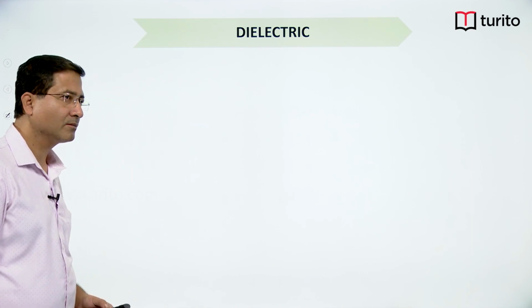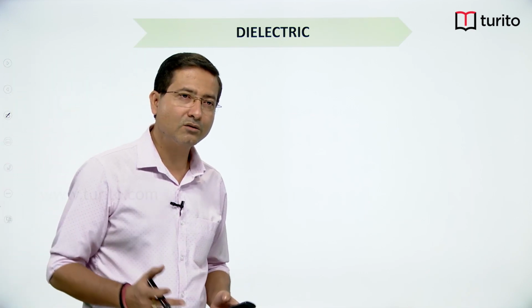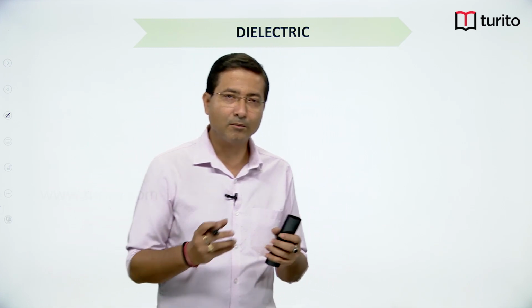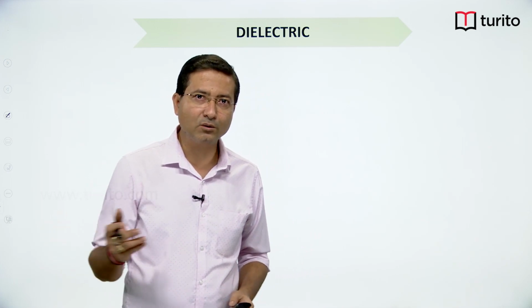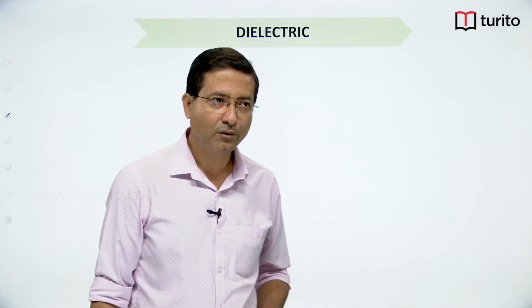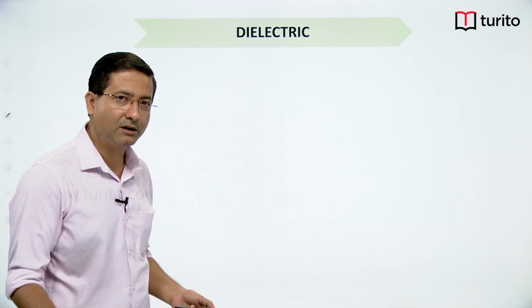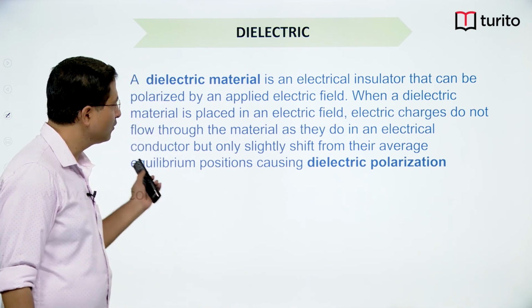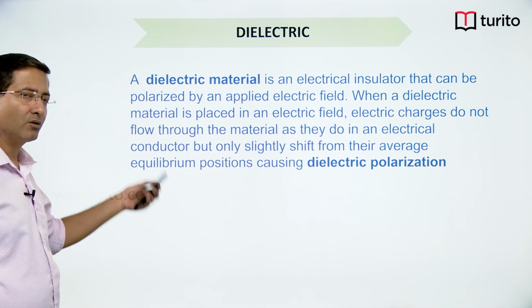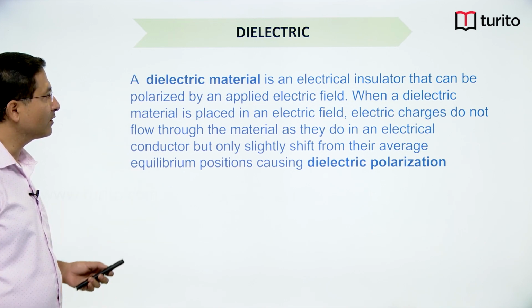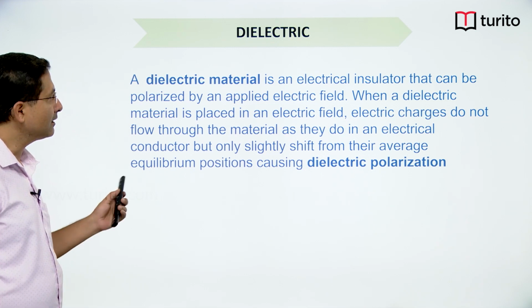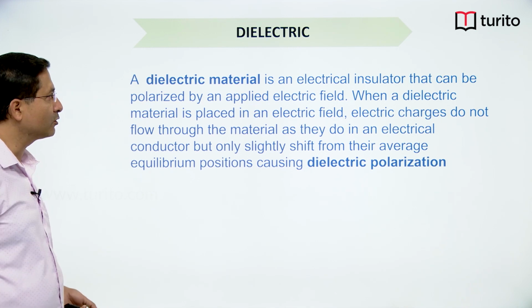So, dielectrics, what are dielectrics? They are insulating material. When subjected to external electric field, the molecules inside will try to align themselves along the direction of field. So, dielectrics are basically just insulators. A dielectric material is an electrical insulator that can be polarized by an application of electric field. So, when you subject electric field to dielectric, then the polarization will come into picture.